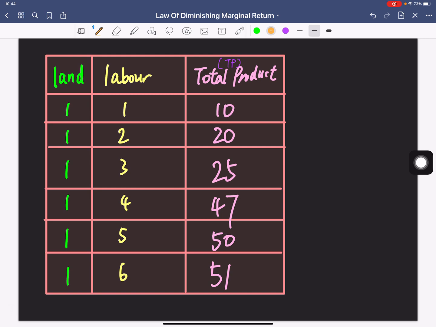Here, you're going to see this table. I'm going to ask you to find what is a fixed factor and what is a variable factor. Can you see it?